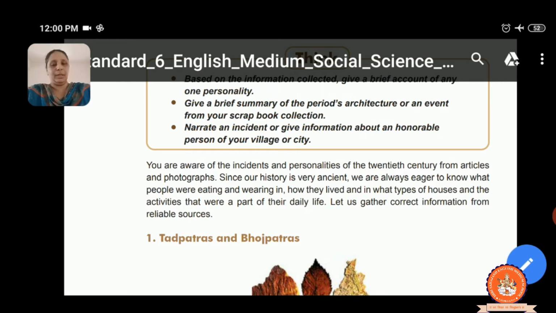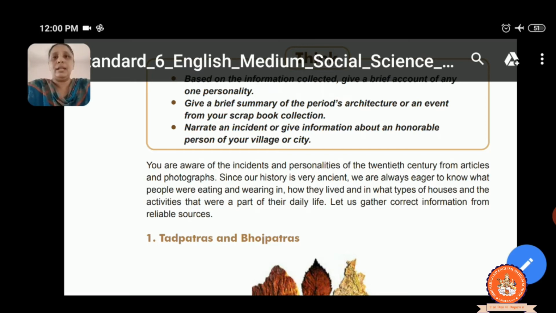Now I will give the information again about the Tatpatra. What is the meaning of Tatpatra? In ancient times, whatever happened at that time was written on the bark of a palm tree. They removed the inner part of the tree and wrote on it whatever happened. That writing is called Tadpatra. Did you understand what Tadpatra means?